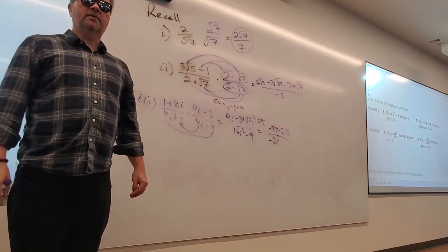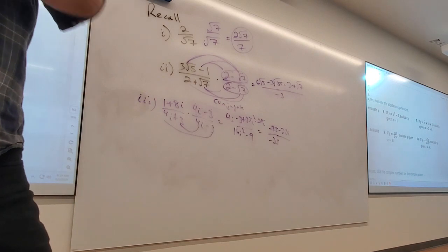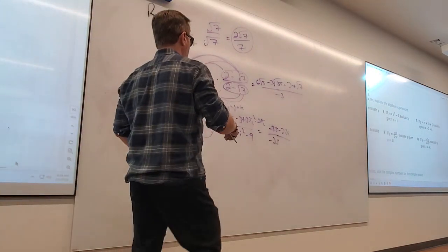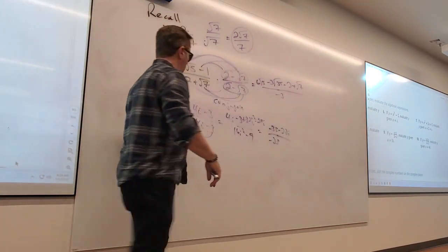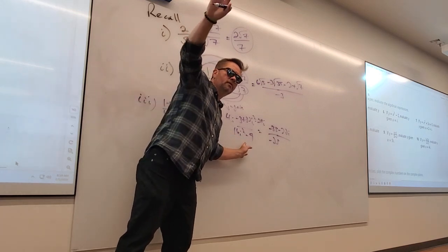You guys okay with that? It's really just all foiling. Yes? Sorry, how did you get -25? Are you cool with 16i squared minus 9? Is that okay? Yeah. Okay.